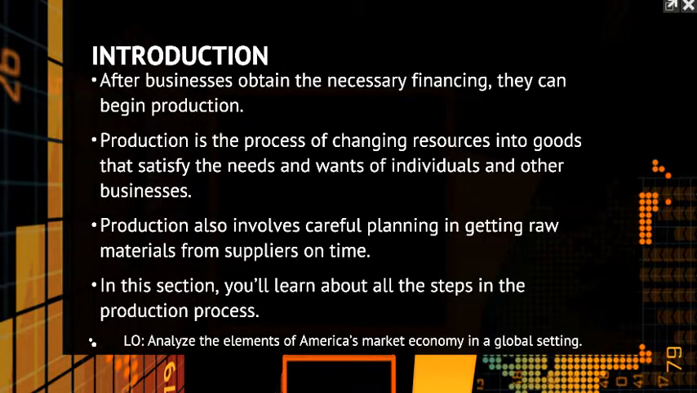After businesses obtain the necessary financing, they can begin production. Production is the process of changing resources into goods that satisfy the needs and the wants of the individuals and other businesses. Production also involves careful planning and getting raw materials from the suppliers on time. In this section, you'll learn about all of the steps in the production process.